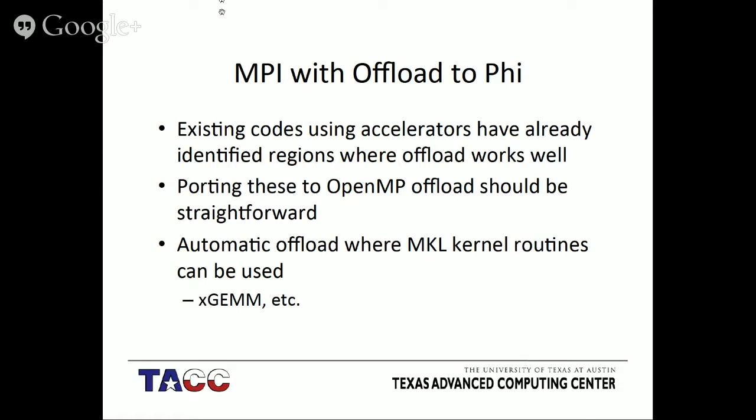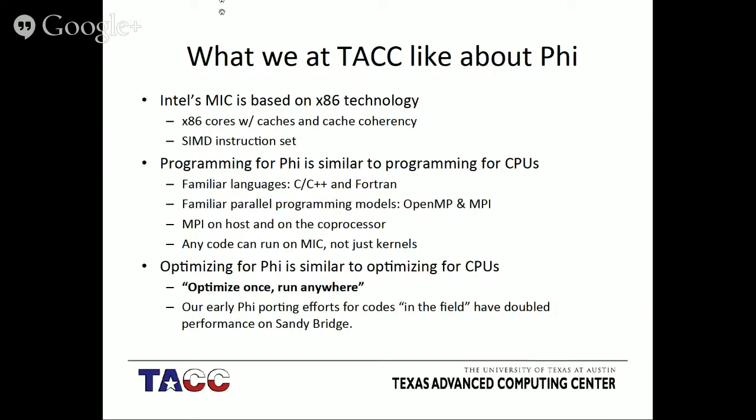If you haven't done that yet, then the first step would be to add threads to your code, identify the hotspots, add OpenMP to the hotspots, and then you can move on and offload those hotspots, those OpenMP parallel regions, to the Xeon Phi. And as I said, if you use MKL routines, you can also do automatic offloading.